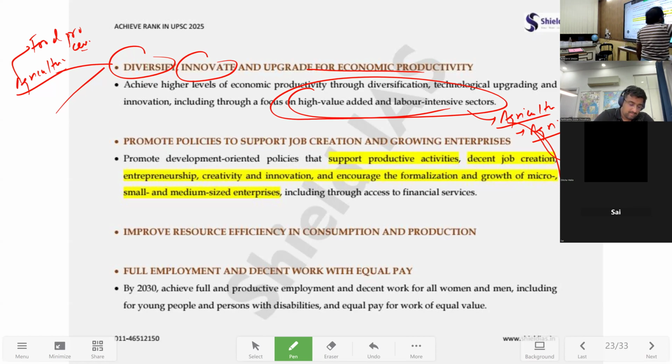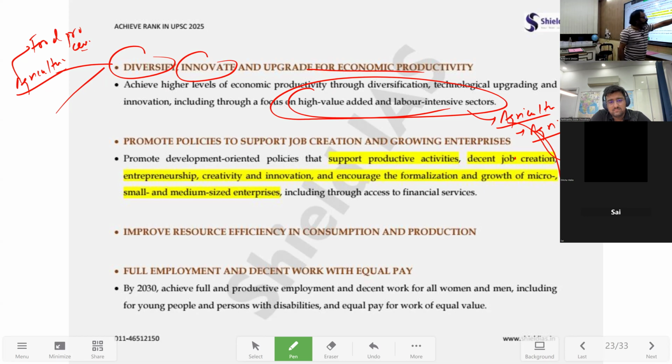So what is the purpose? We are trying to create economic growth. So let's read the words: achieve higher levels of economic productivity across different sectors and subsectors through diversification. For example, agriculture, from crop-based production toward non-crop diversification, creating agri startups. We are discussing that, and use more innovations through focus on high value additions and labor intensive sectors.